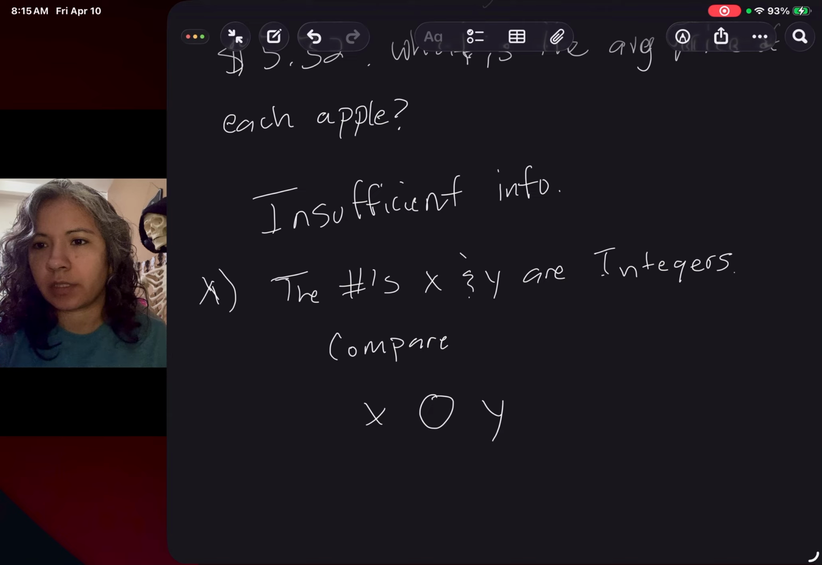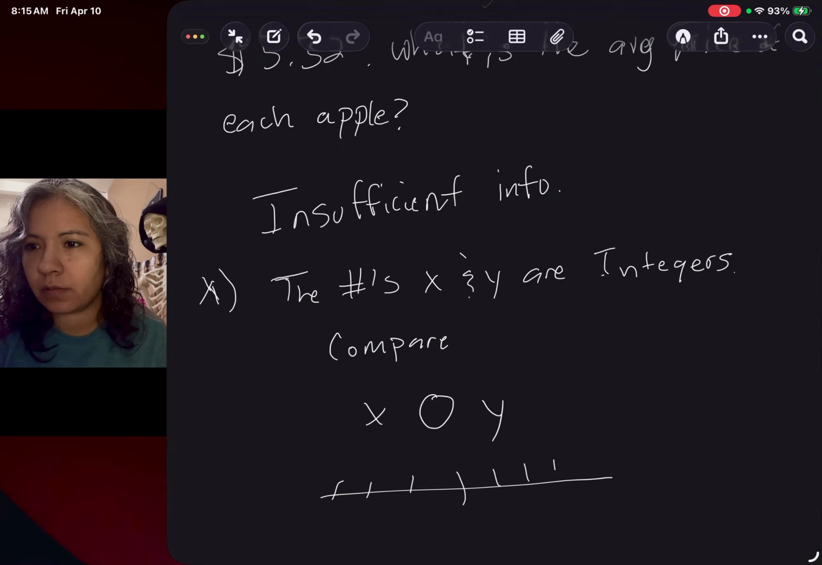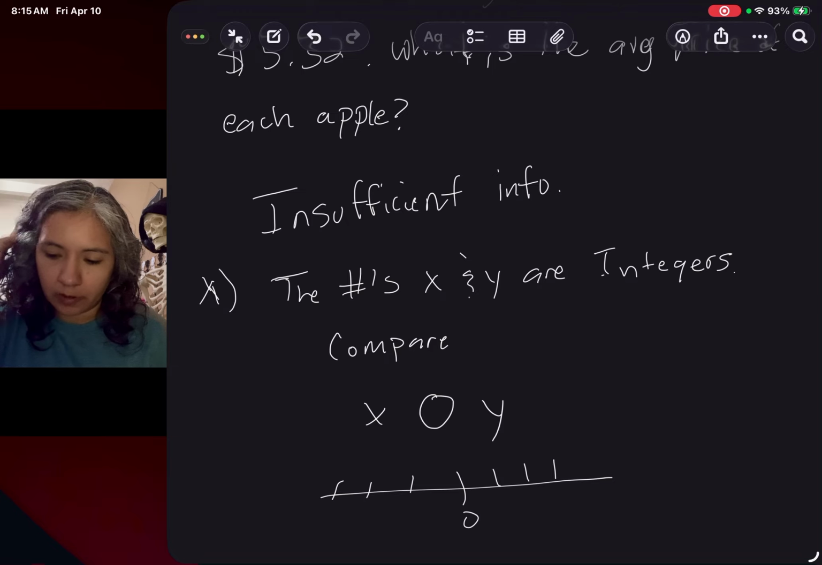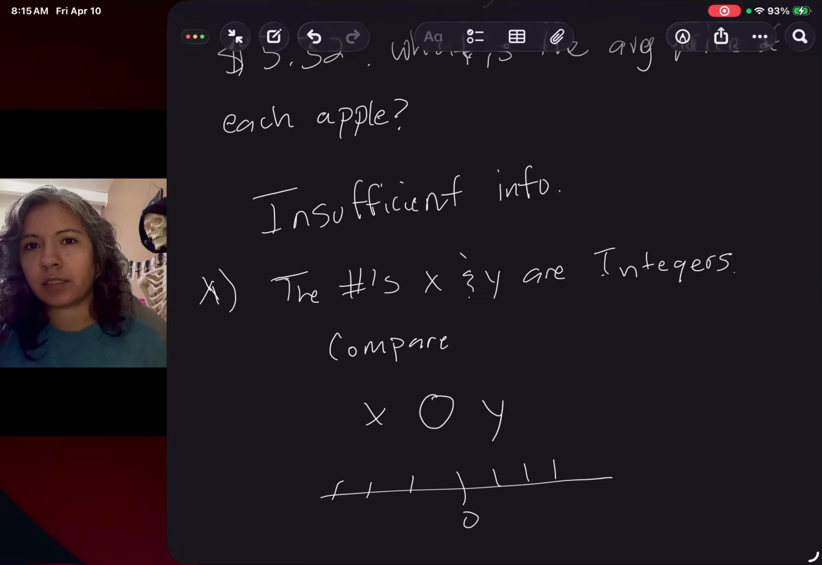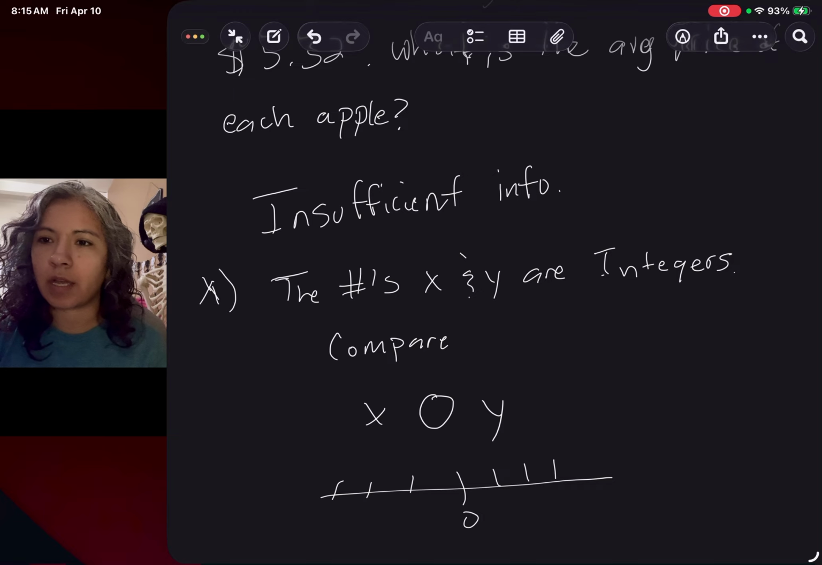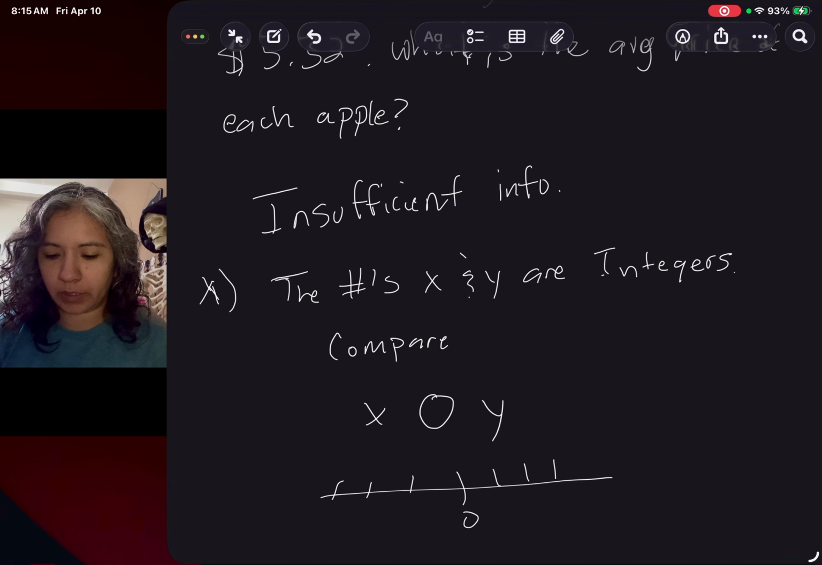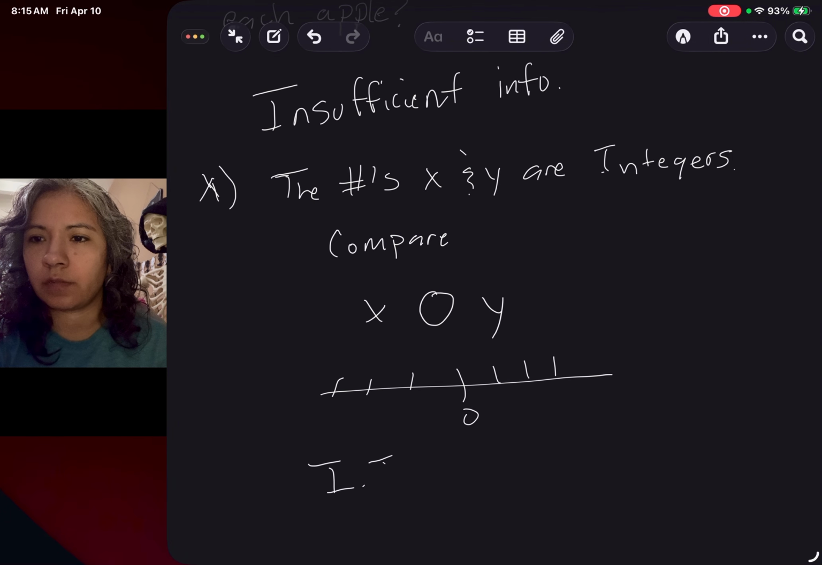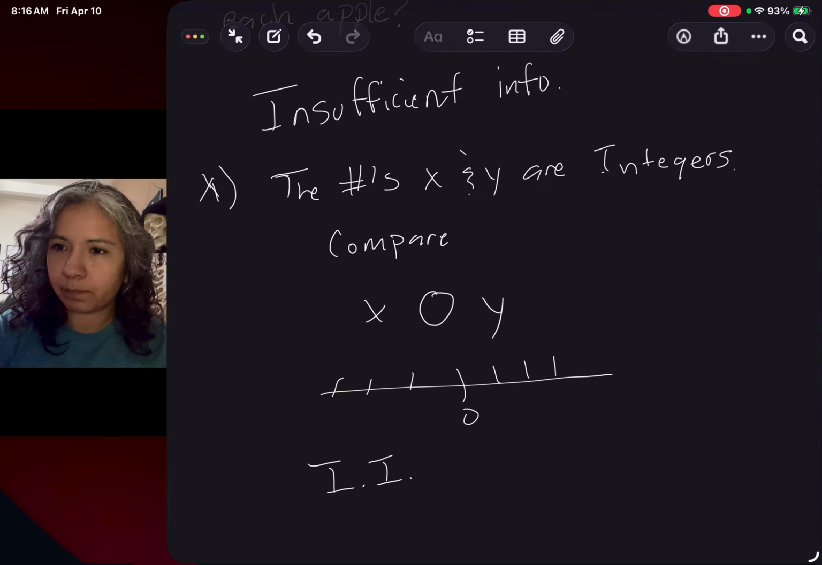So all we know is that they're integers, so they can be on the number line at any of these tick marks. But we don't have any other way to say x is greater than y, or y is greater than x, or that they're equal. So we don't have enough information to decide what the answer is here. So this would be another insufficient information problem.